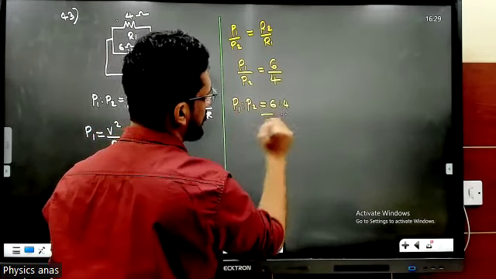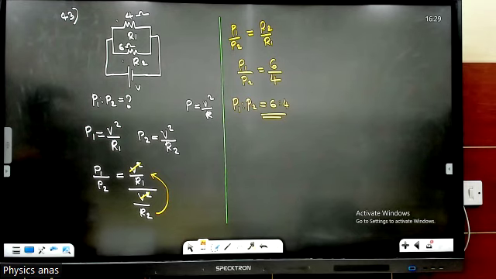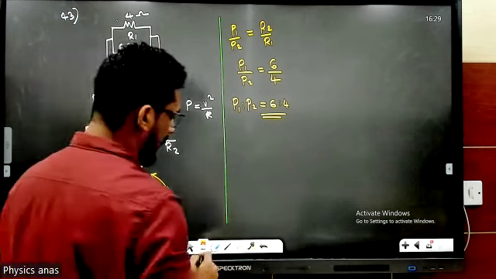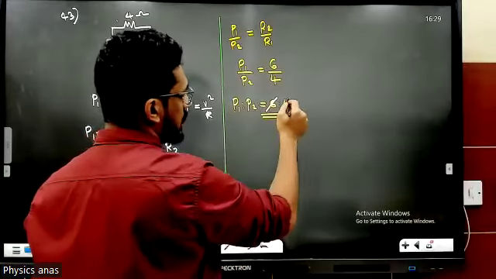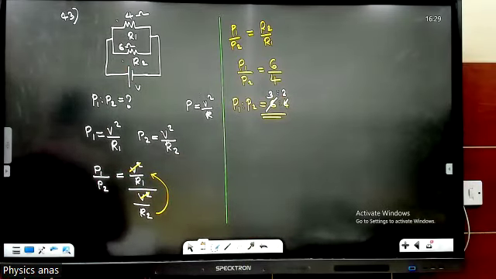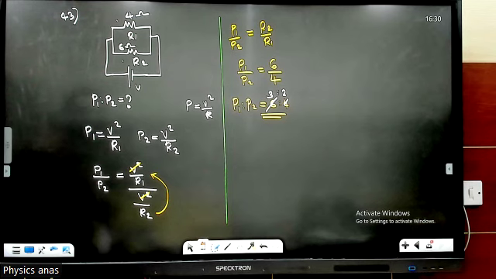That means P1 is to P2 will be 6 is to 4. If the option is simplified, then you can simplify it. 6 and 4 will be 3 is to 2. 3 is to 2 will be our answer. We will stop our discussion at the next question.